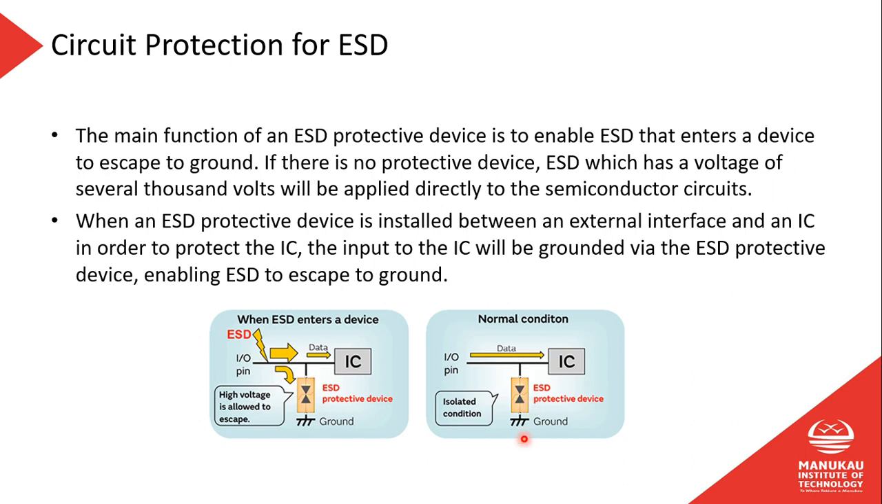In a normal situation, then our Zener diode, or whatever that device may be, but a Zener diode in our example, will be a high resistance. It will be an open circuit, so data will just flow through to the IC, and the Zener diode does nothing.